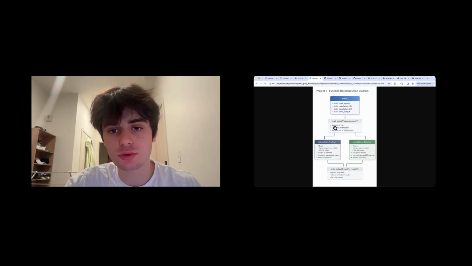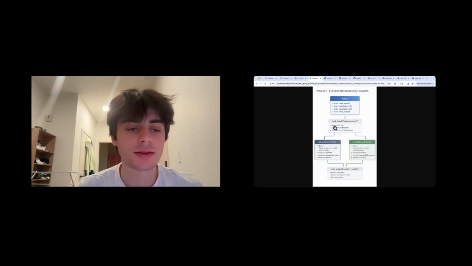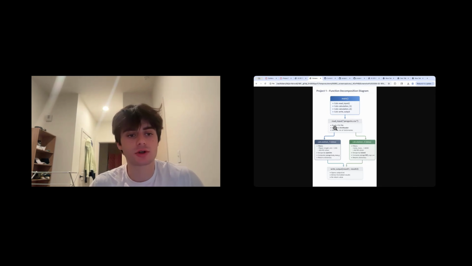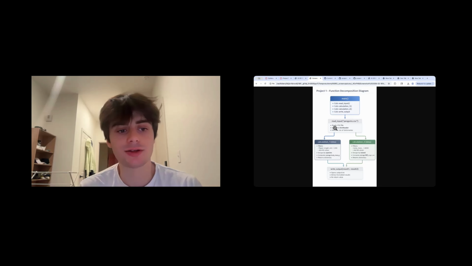On the right here, you can see my function decomposition diagram. So basically, this diagram shows how my program is organized into different functions. First, obviously, being the main, which is the driver.